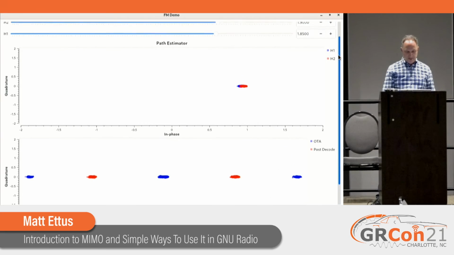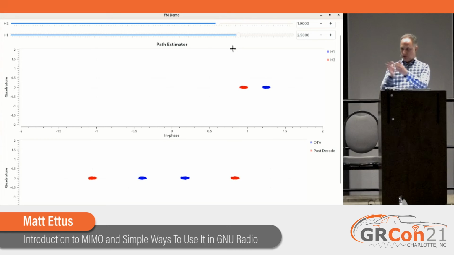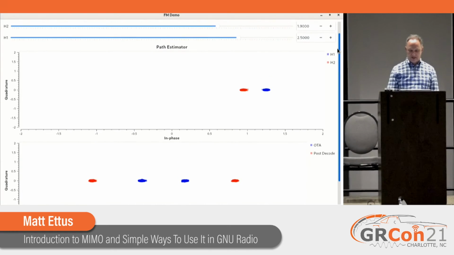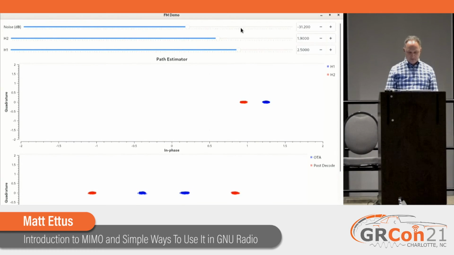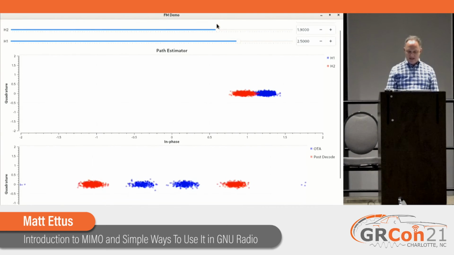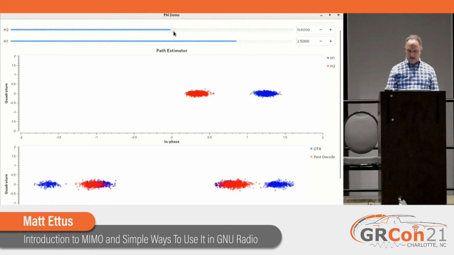But if I were to change this, you could see that the two different paths have two different gains, and that's why the blue sort of bifurcates like that, but the red stays correct because it's estimated. Now, I'm going to turn the noise up a little. So now I turned the noise up, and now as we drop the amplitude of the path gains, right, you're going to see that it all gets equalized.